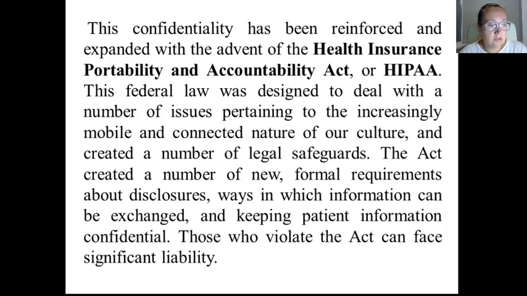So this act created a number of new formal requirements about disclosures, ways in which information can be exchanged, and keeping patients' information confidential. Those who violate this act can face significant liability.